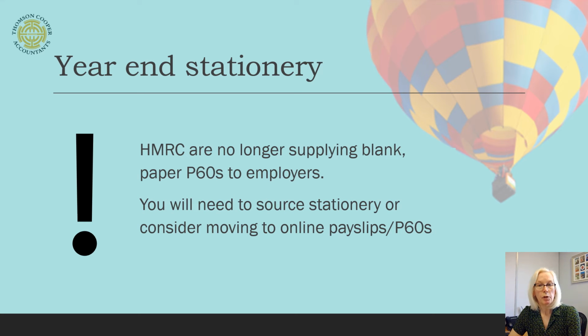HMRC have withdrawn the facility that they would offer employers in the past to provide free of charge blank P60s that you could print from your software. So if you are in the habit of providing your staff with paper P60s, you're going to have to make some other arrangement. You can no longer phone HMRC and ask for them to send them to you. Most software now, though, will have a template set up for printing P60s, or you might want to consider providing your P60s and your payslips to your staff via an online portal or through email, saving yourself the cost of stationery.